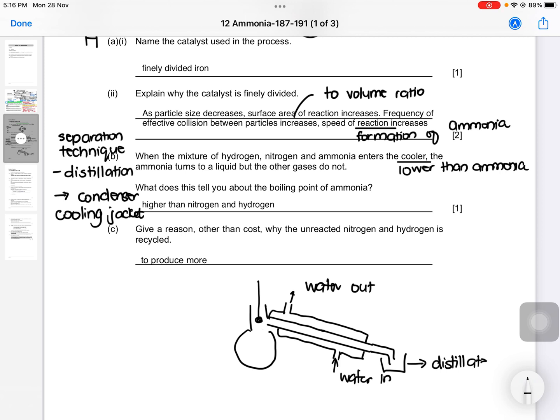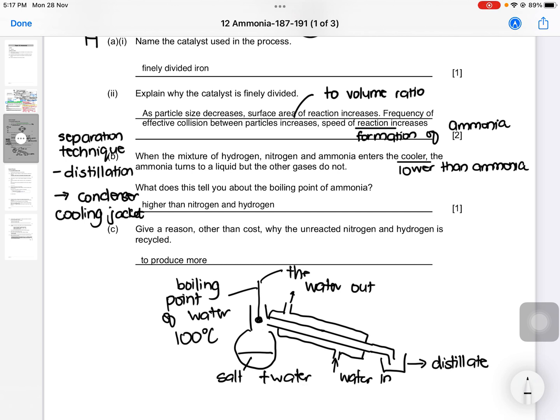So if I have a mixture of salt plus water, take note that the thermometer measures the boiling point of water. In this case, the boiling point of water is 100 degrees Celsius. So this is your thermometer. Take note that the condenser has a lower temperature than the solvent that you are trying to condense.